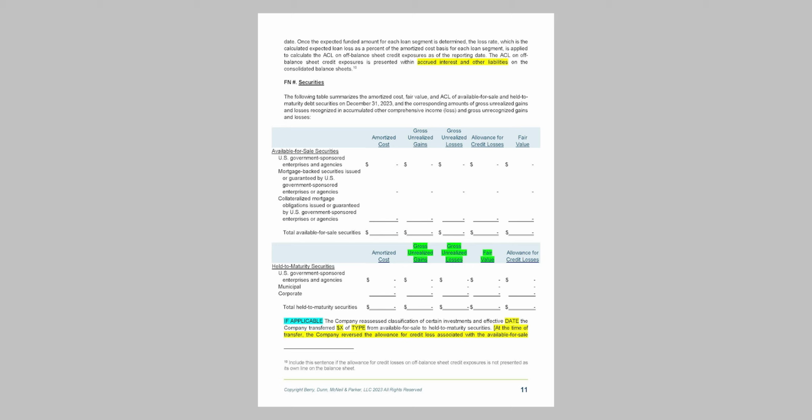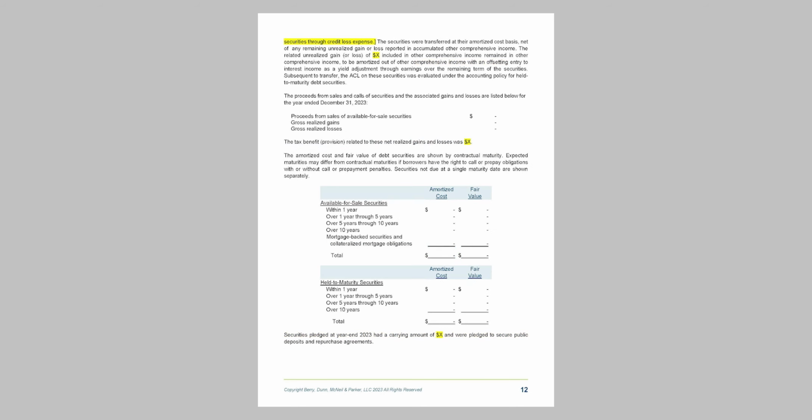I guess one difference here is that we have added this allowance for credit losses column to this table. Otherwise, though, not a whole lot's different. You still have your maturity disclosures on page 12 here. However, there are a few things that I'll point out that have changed.